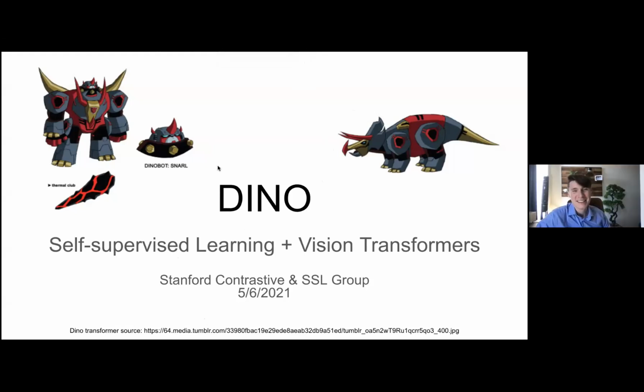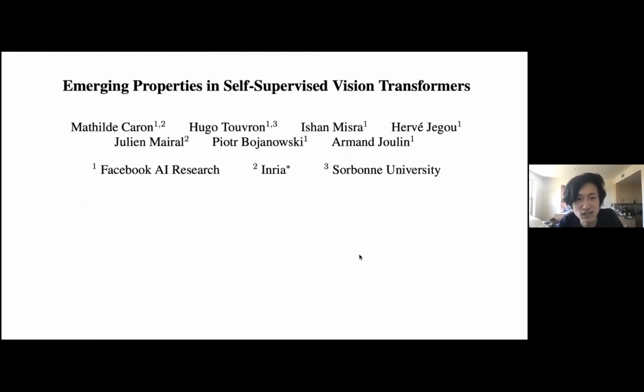But yeah, anyway, we're talking about DINO today, which I guess combines this notion of self-supervised learning with vision transformers to get what I'll refer to as these DINO transformers. Anyway, the paper this presentation is coming from is "Emerging Properties in Self-Supervised Vision Transformers." As I said, it's pretty new, fresh off arXiv.